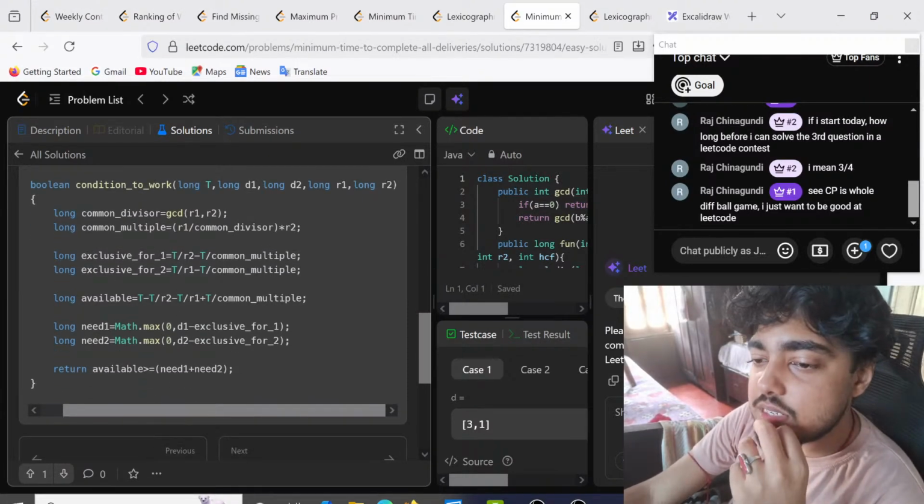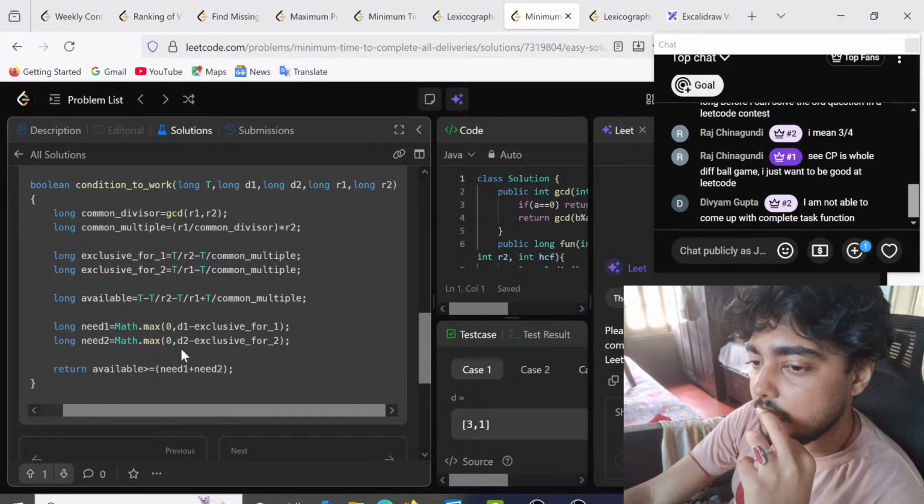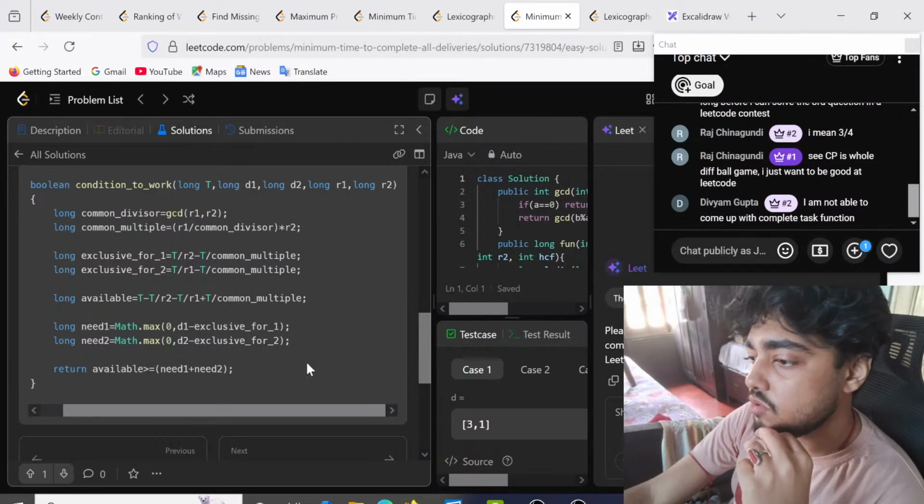So need 1 is D1 minus exclusive for 1. Okay. And need 2 is D2 minus exclusive for 2.